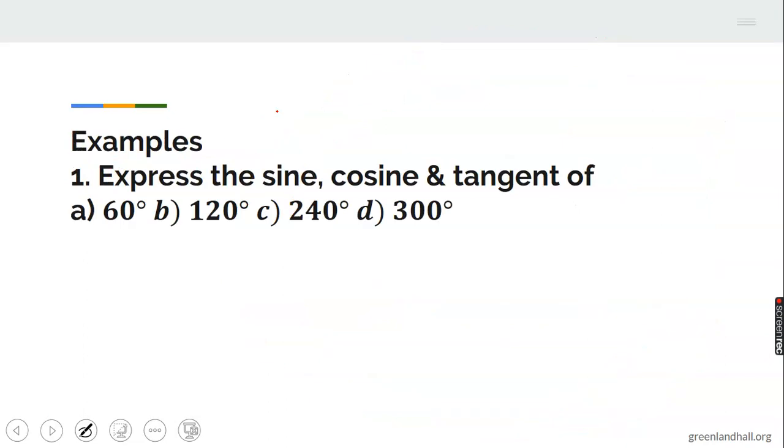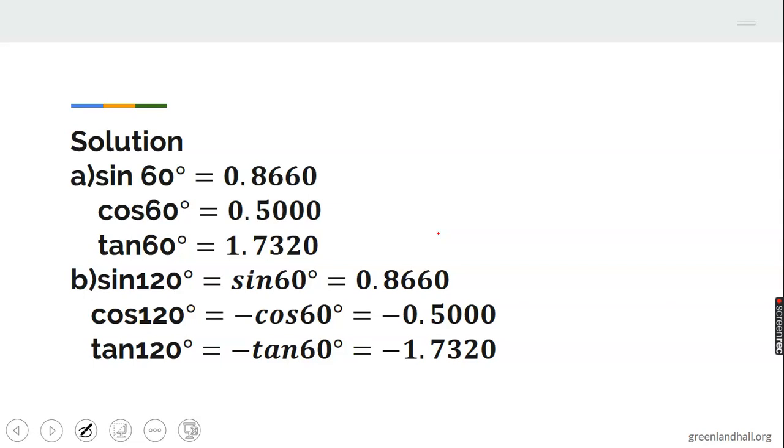So I want to find the sine of the following: 60, 120, 240, 300. Here we go. Sine 60, that's the first quadrant. All of them are positive. Just check from the table. You have this. Cos 60 is 0.5, that's half. Sine 60 is 0.866, while tan 60 is 1.732.